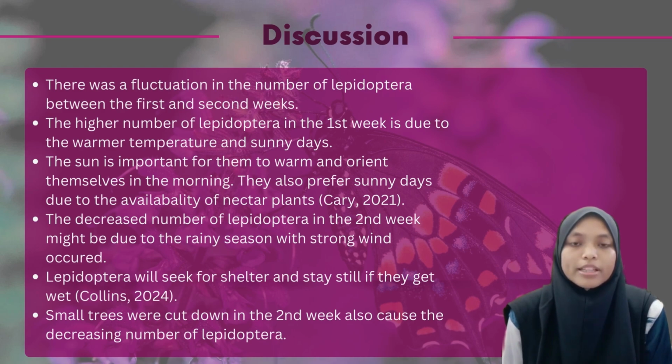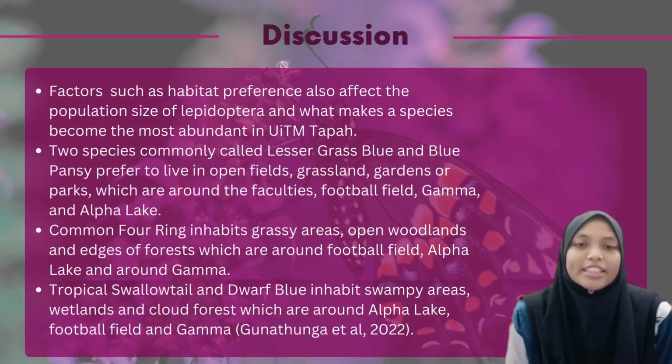Not only that, but the decreasing number can also be caused by human activities. This is because the small trees in UiTM TAPAH were cut down, which led to the habitat destruction of Lepidoptera. Additionally, factors such as habitat preference could also affect the population size of Lepidoptera and what makes a species become the most abundant in UiTM TAPAH.